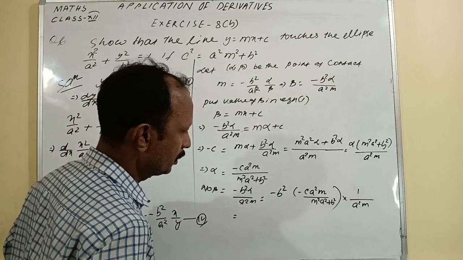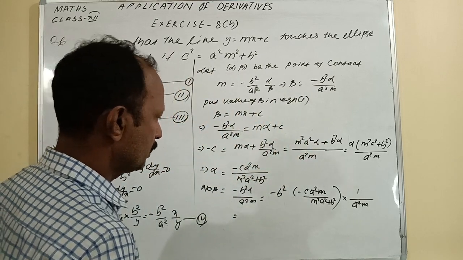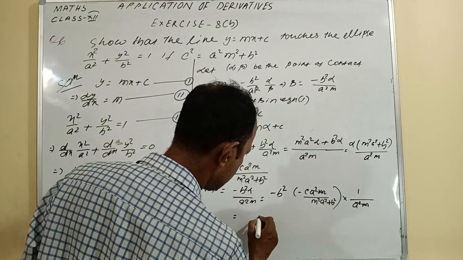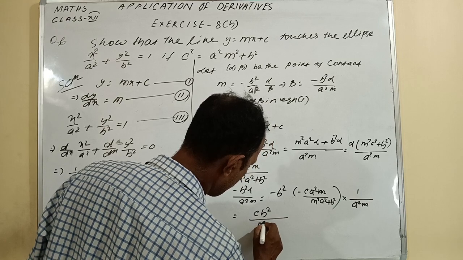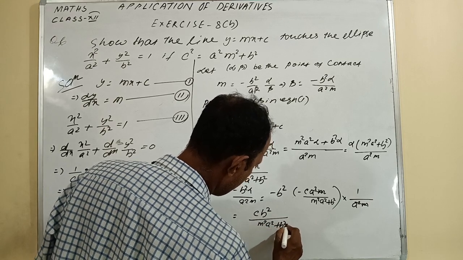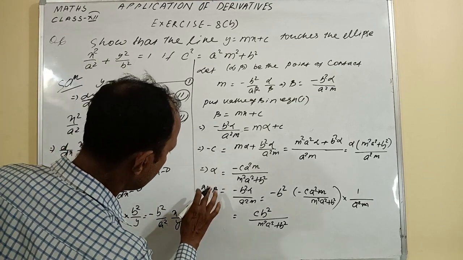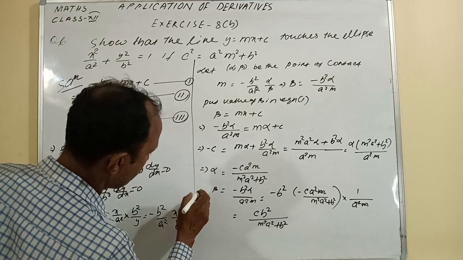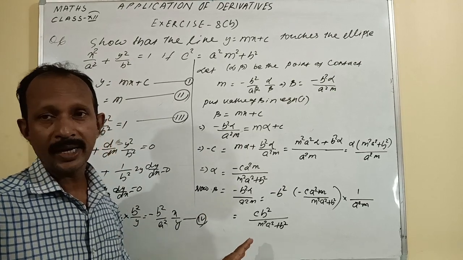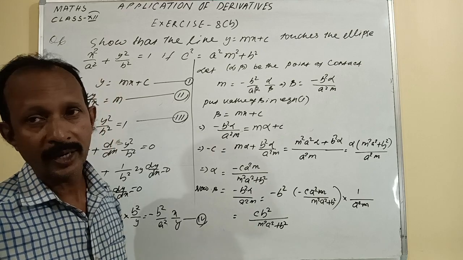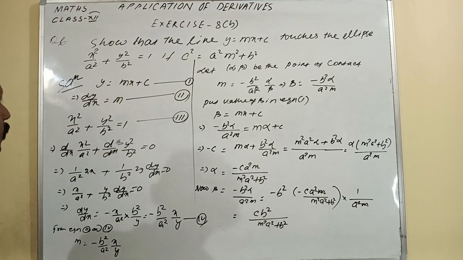This one will be a square m cancel. This is minus minus plus c b square divided by m square a square plus b square. What I got? I got the value of beta, I have written, cb square divided by m square a square plus b square. Okay, now let us see the equation.